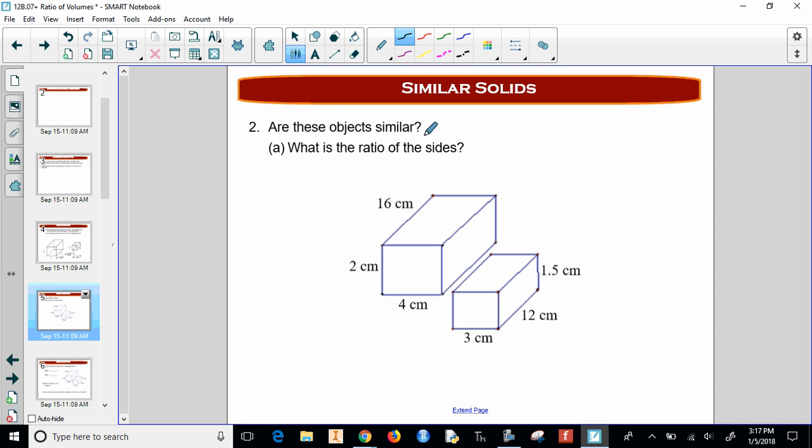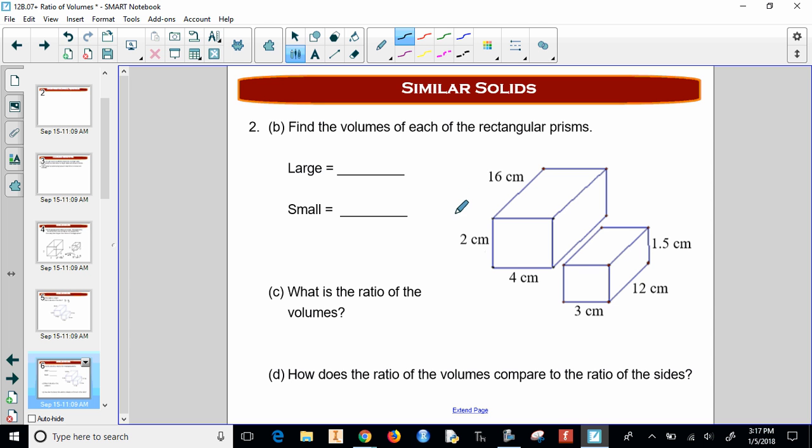Now, if we want to see if these objects are similar, the ratio of the sides would be 4 to 3, or 2 to 1.5, which is the same thing, and 16 to 12. Those are all the same ratios. So the ratio of the sides, let's use 4 to 3.